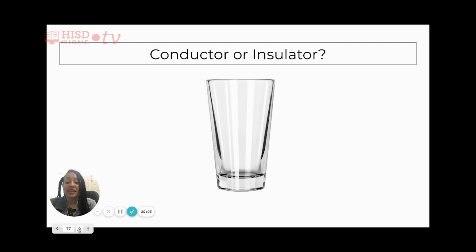So if you said that this is an insulator, you are correct. It is an insulator. The electrons in a glass are not able to move freely. Thus, electricity will not be conducted, or it will not conduct heat as easily.